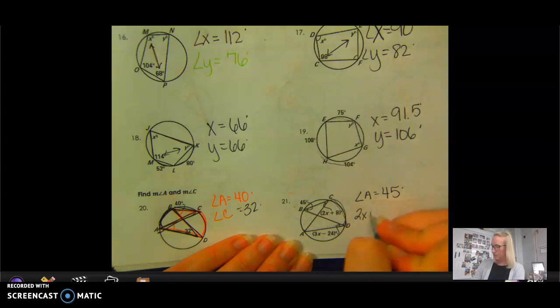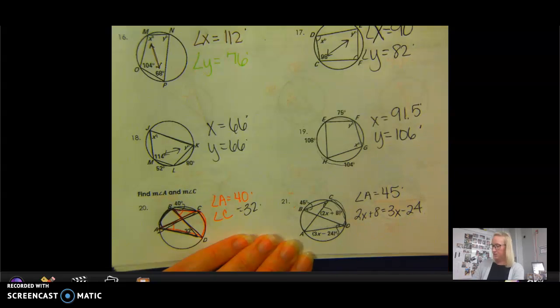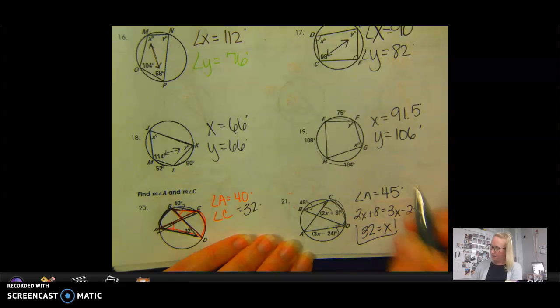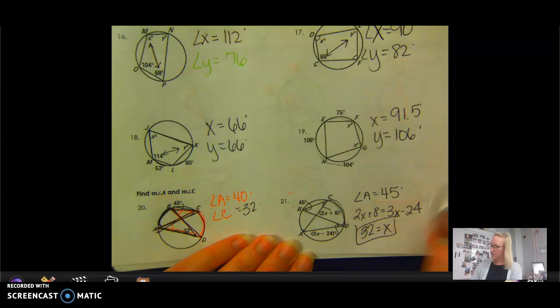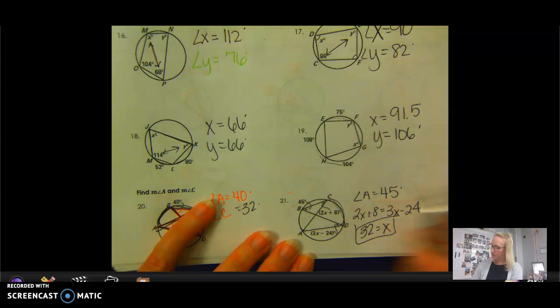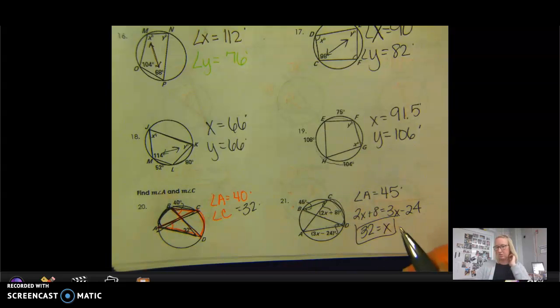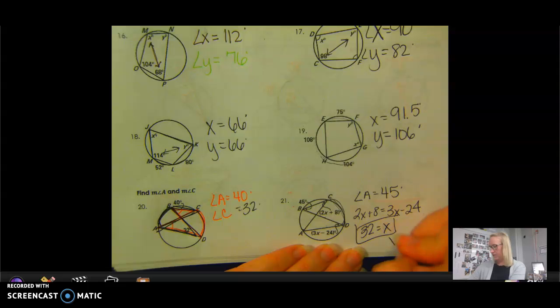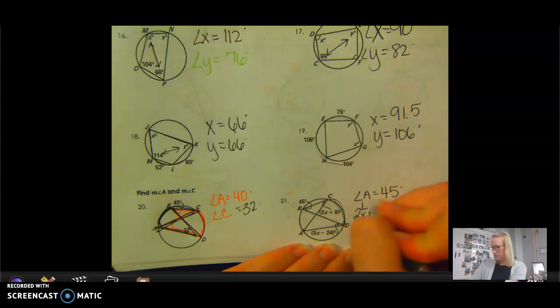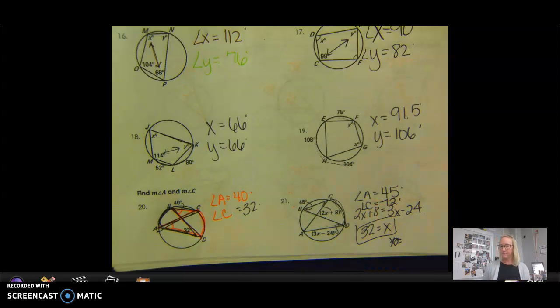So I'm going to do 2x plus 8 equals 3x minus 24. I'm going to add 24 to this side, so I get 32. Subtract 2x from this side, and I get x equals 32. But they don't want that, even though I put that in a box. They actually want us to find angle C, so I'm going to plug in 32. So I'm going to do 2 times 32, which is 64. 64 plus 8 is 72. So angle C equals 72 degrees.